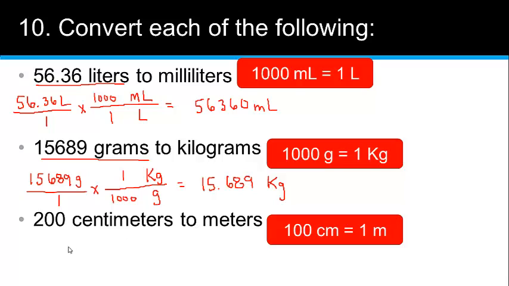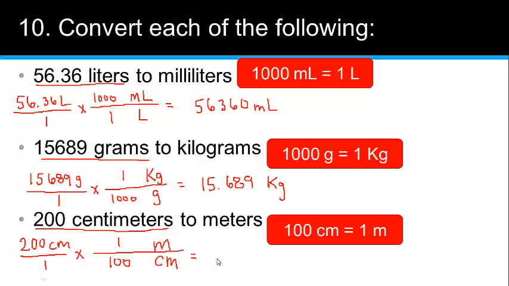Last problem asks us to convert 200 centimeters to meters. Now you might look at this problem and know right away that it's 2 meters because 100 centimeters is a meter. But let's set this up the correct way. If you get in the habit of doing it this way, whenever you get more challenging problems, it would be more automatic. So I'm going to start with the number I'm given, 200 centimeters, and I'm going to put it over 1. This next line is for my conversion factor. I'm trying to get rid of centimeters and change it to meters. 1 meter is 100 centimeters. So 200 divided by 100 is simply 2 meters.